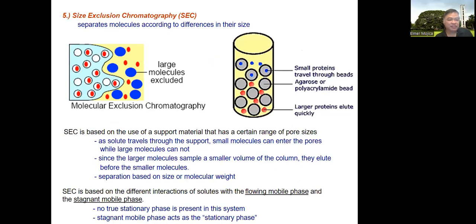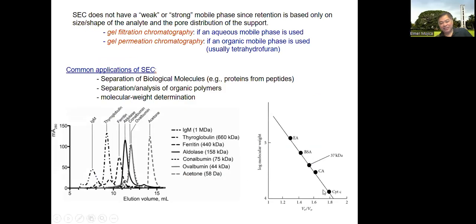Now size exclusion. As I told you, it can be gel filtration. So this is based on a solid support that has pores for size. The way that you separate them, the smaller molecules will pass through the beads, while the bigger molecules will just flow outside the beads. So the question now: which comes out first, the bigger molecule or the smaller molecule? So if you're going to look at this, this is how it looks like here.